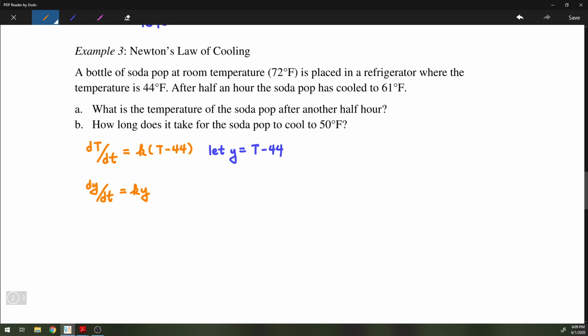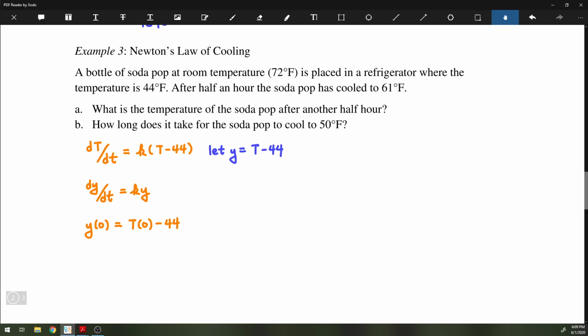Okay. Now y of 0 is equal to T of 0 minus 44, because we've defined it. We actually have two functions here, both in terms of time. One is temperature in terms of time, T of t, and one is simply the temperature minus 44, and we call that function y, which is also in terms of t.